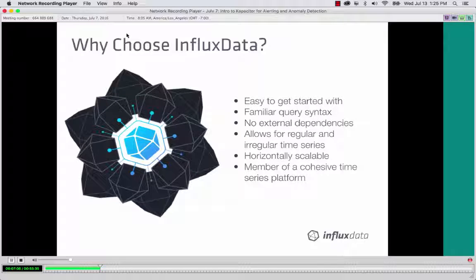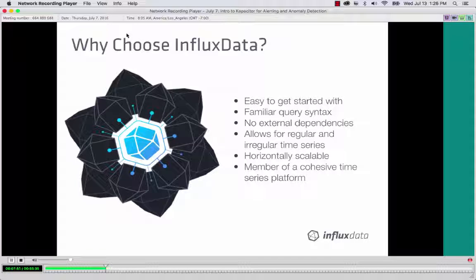So this is, I believe, my final slide on the time series stuff. InfluxData is a time series data platform. We offer a suite of tools around time series. We pride ourselves on being particularly easy to get started with. One of our big things is we want you to go from 0 to relevant information as fast as possible. We provide a familiar query syntax. We have no external dependencies. We allow for both regular and irregular time series. We're horizontally scalable, with an asterisk, because that clustering is a paid product.